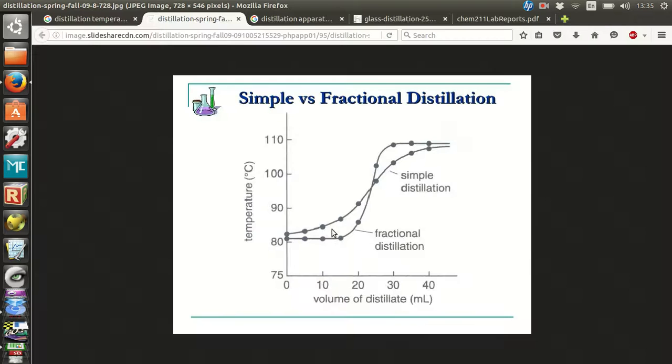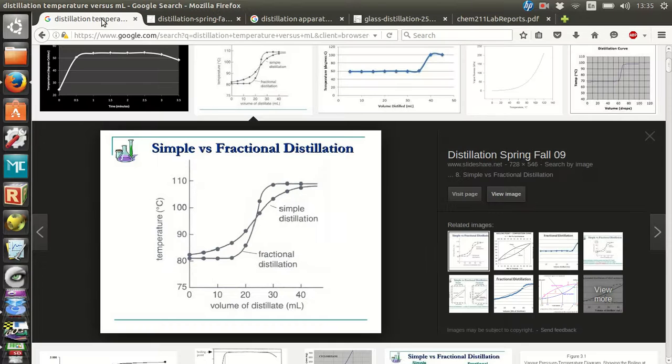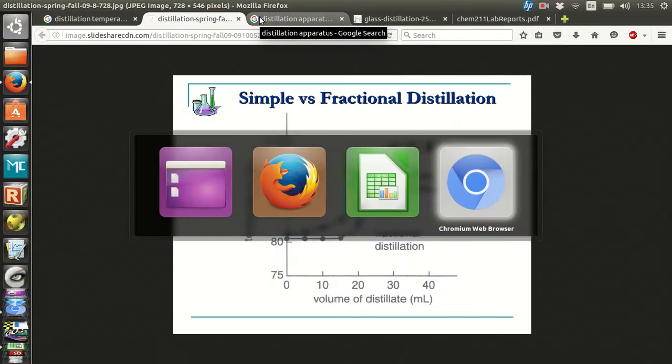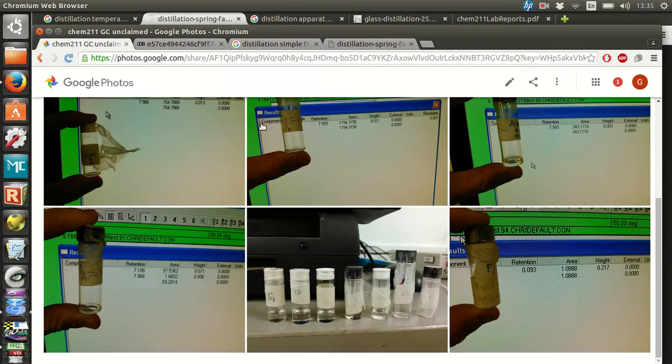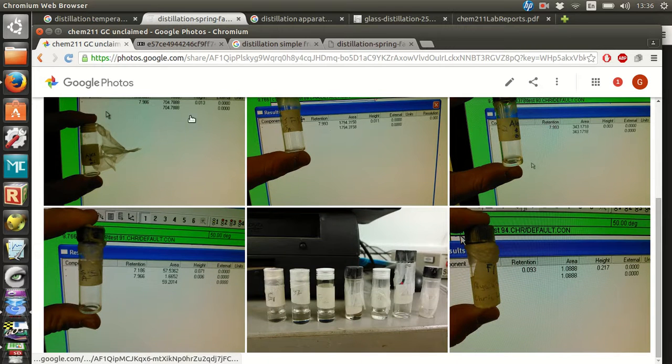Those of you who ran out of time and didn't take a picture of your own gas chromatograms, I took your gas chromatograms for you, and they're somewhere around here. Here they are. I posted in the news forum on the Moodle a link to this Google Photos page where I have gas chromatograms from some people who ran out of time.